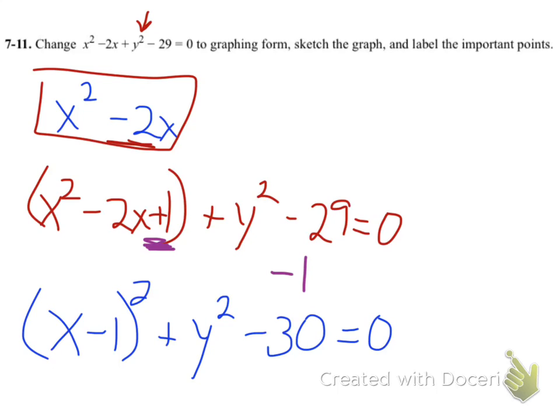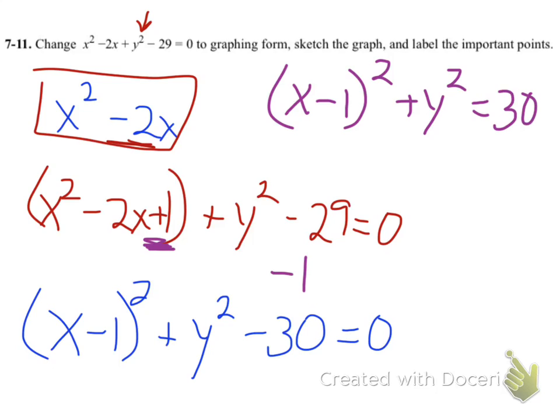So now the last thing I need to do is move the 30 to the other side, and I get the equation x minus 1 quantity squared plus y squared equals 30. That is now in graphing form. It is a circle. The center of the circle is at positive 1, 0. The radius of the circle is the square root of 30.